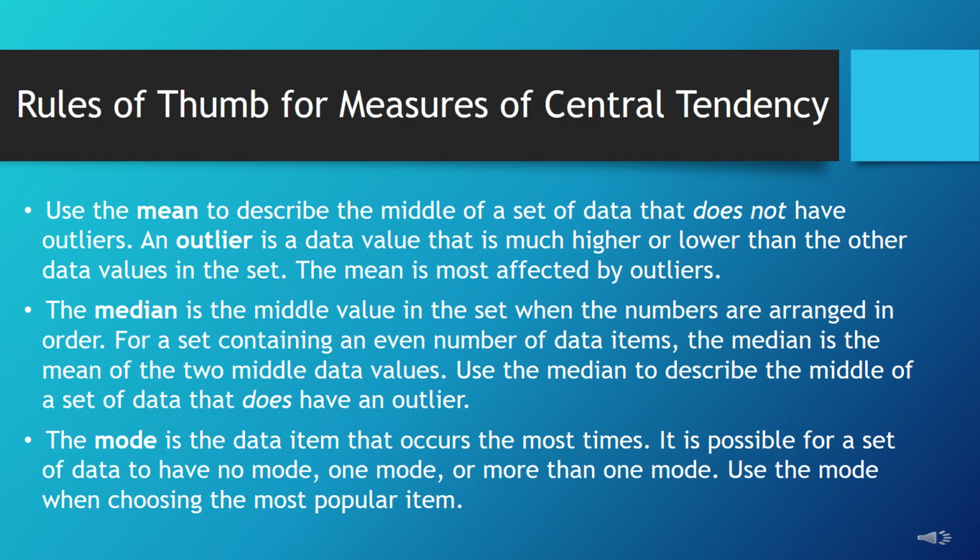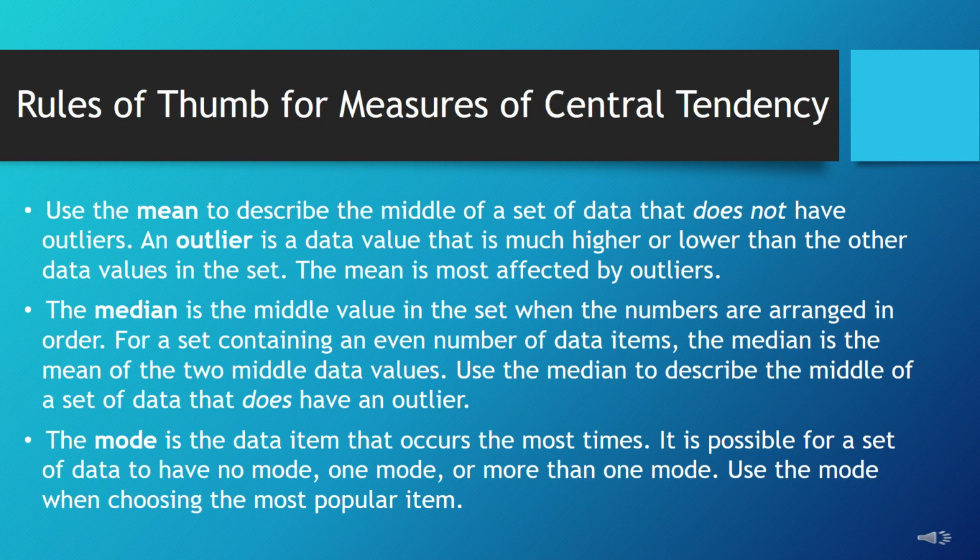The median is the middle value in the set when the numbers are arranged in order of magnitude. For a set containing an even number of data items, the median is the mean of the two middle data values. Use the median to describe the middle of a set of data that does have an outlier.